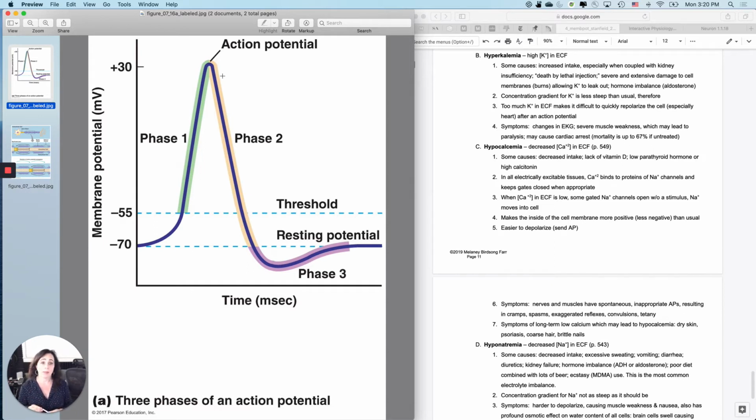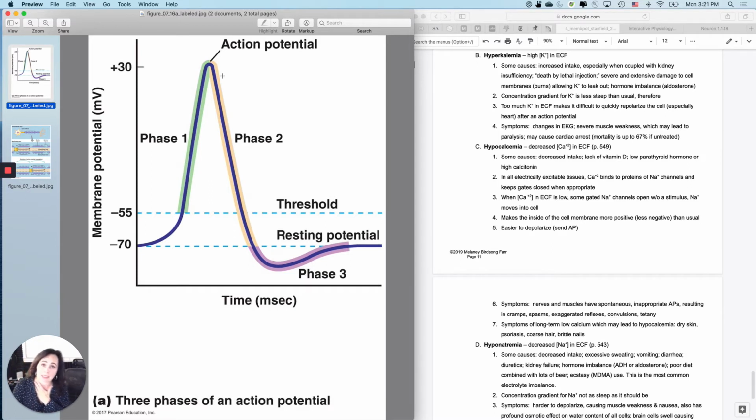So what are some symptoms of this? Massive changes in the EKG or ECG. What happens is with your EKG, you're supposed to depolarize cardiac muscle and then repolarize and then depolarize. It's supposed to be very rhythmic. If you can't repolarize, then you lose the rhythmicity. Severe muscle weakness, which can lead to paralysis. So it's that serious. And then here's the kicker.